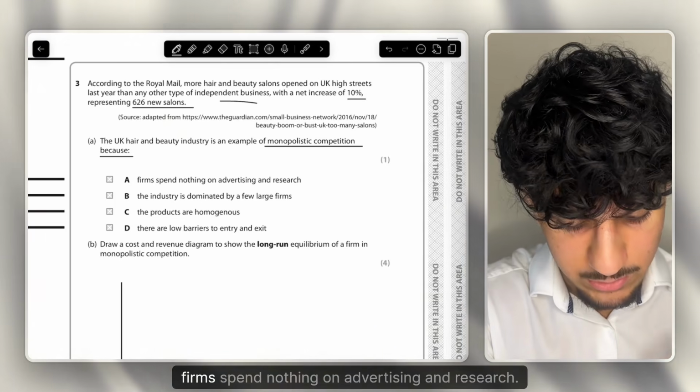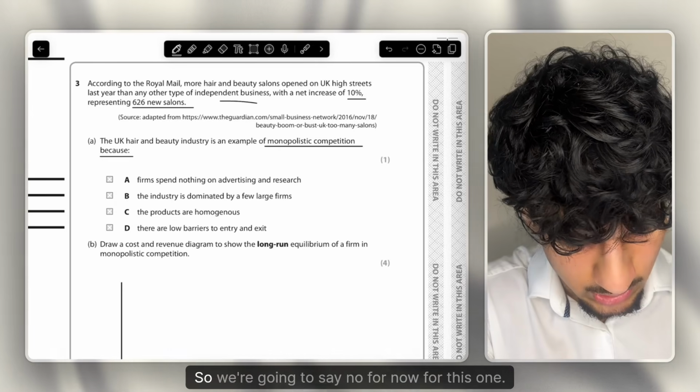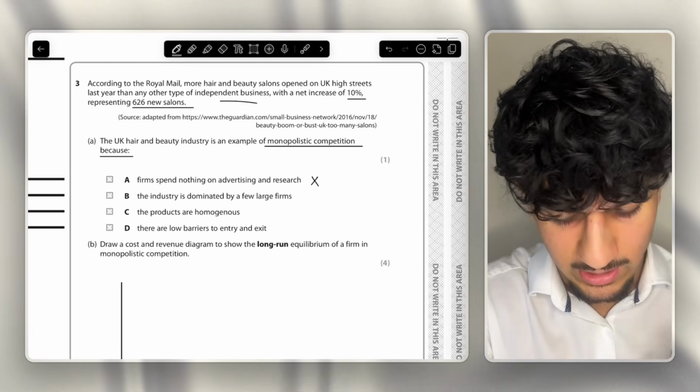Since firms spend nothing on advertising and research. That is not necessarily true, so we're going to say no for now for this one. Let's go on to B.